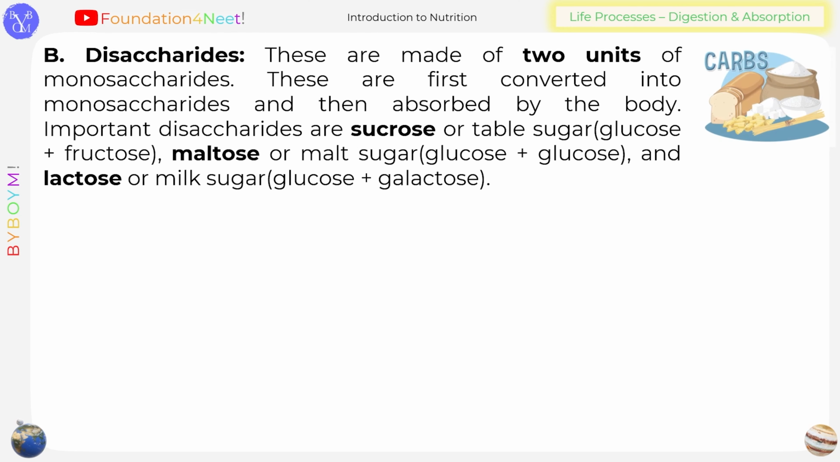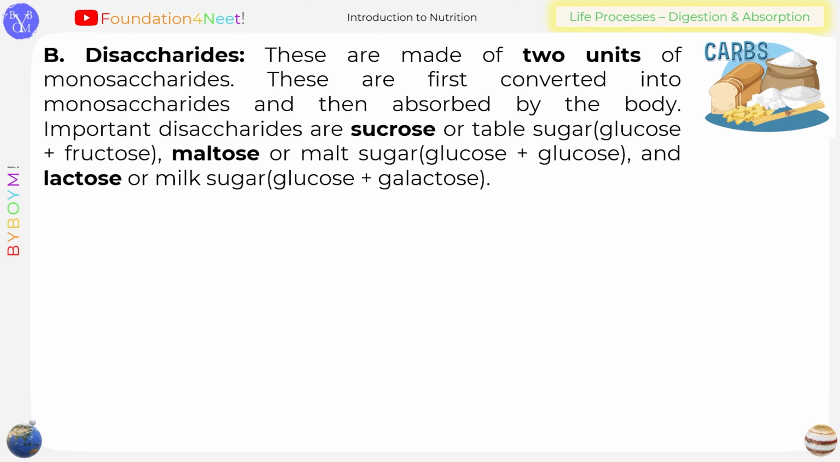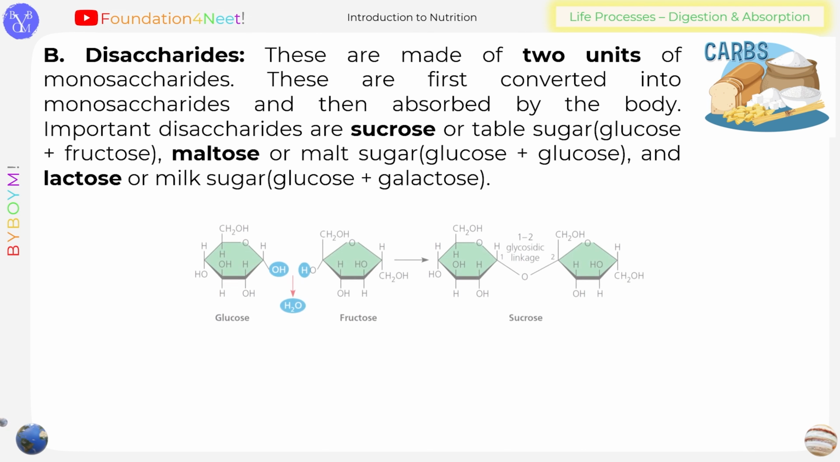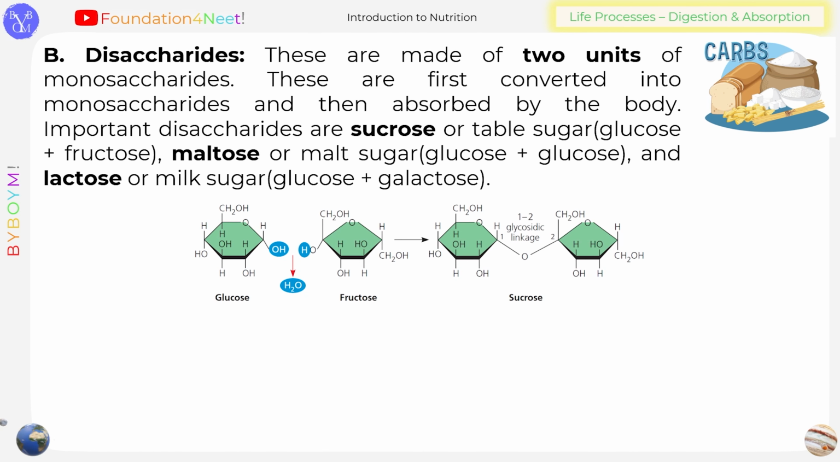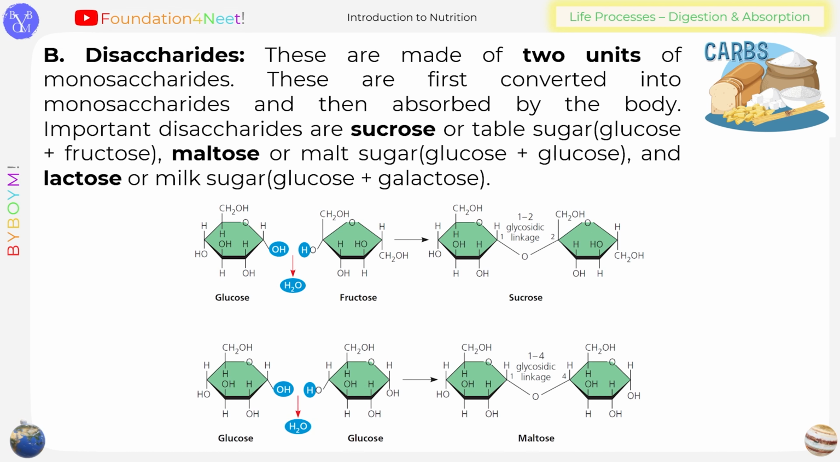Now, disaccharides are made up of 2 units of monosaccharides. They are first converted into monosaccharides and then absorbed by the body. So, important disaccharides are sucrose, another name for which is table sugar, and is made of glucose and fructose. Malt sugar or maltose, made up of glucose and glucose. And the last one is lactose or milk sugar, which is composed of glucose and galactose.